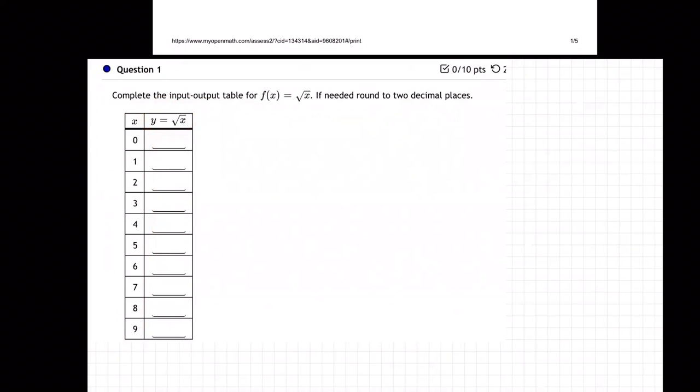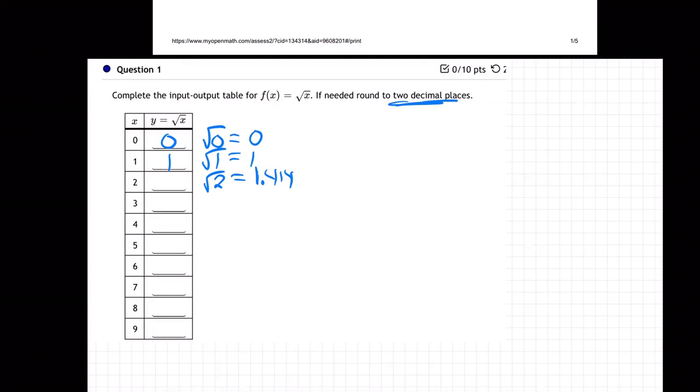So for the first one, I'll go square root of 0, which is just 0. The answer here is just 0. For the next one, I'll go square root of 1, which is just 1. The next one, I'll go square root of 2, which your calculator will tell you is 1.414. So all these can just be done on a calculator. You can use calculators on exams and homework and everything. 1.414, they say round to 2 decimal places.